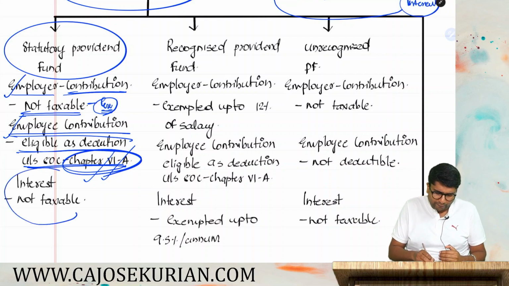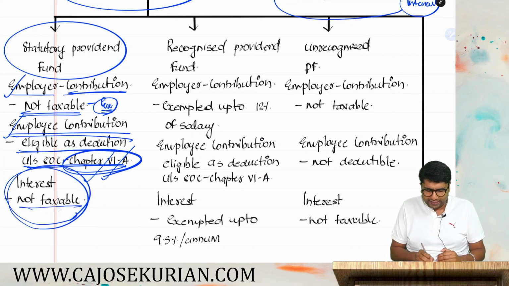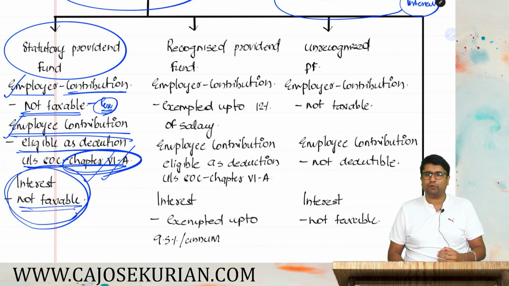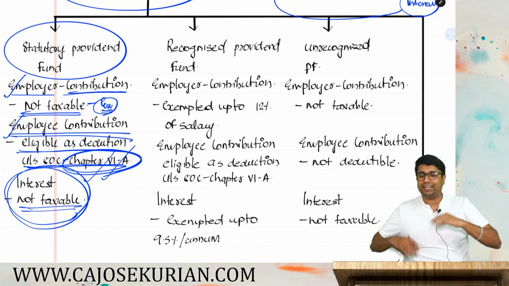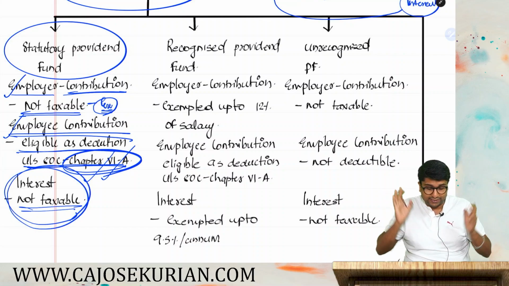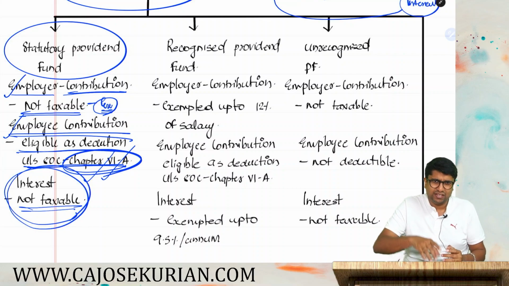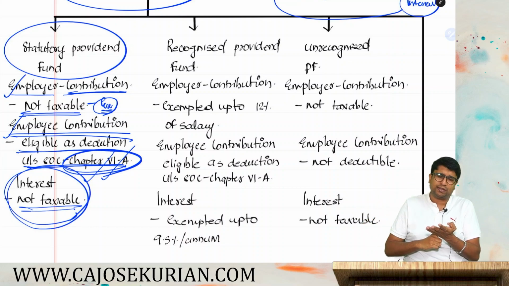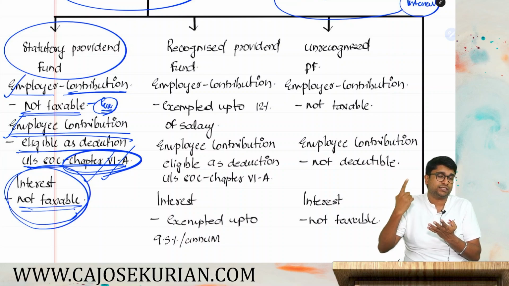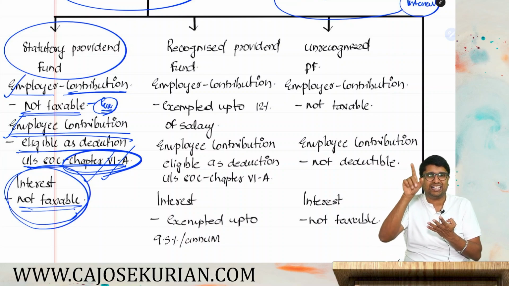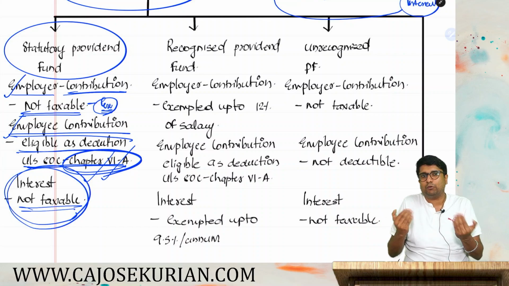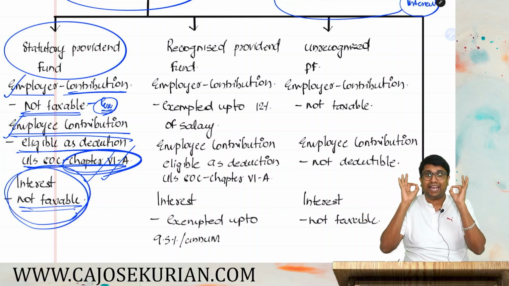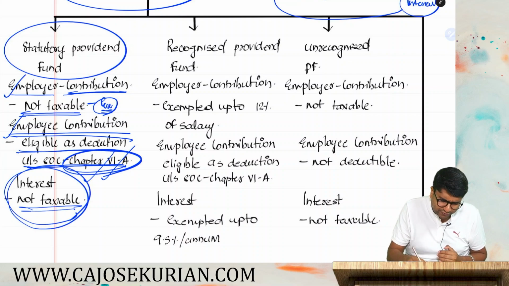And finally, what will happen to the interest component? Whatever interest you are getting from a statutory provident fund shall be fully exempted. You don't need to pay any taxes at all as per the Income Tax Act 1961. So the point is very simple, friends. Whenever your employer contributes something to a statutory provident fund, it is fully exempted. When you yourself contribute something to a statutory provident fund, you can claim it as a deduction under 80C. When you are getting interest out of your own contribution as well as the employer contribution, that entire interest shall be fully exempted as well. So that is the treatment of statutory provident fund.